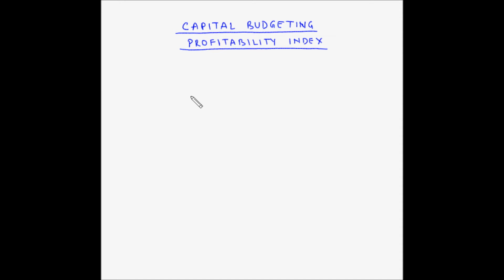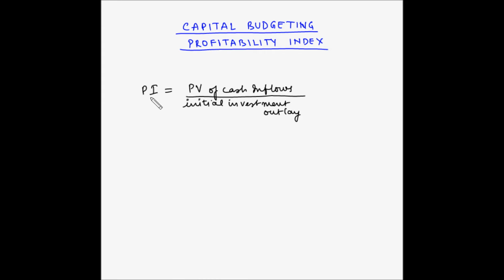Profitability index is defined as the ratio of the present value of cash inflows to the initial investment outlay. So basically, profitability index is equal to the present value of cash inflows divided by the initial investment outlay.